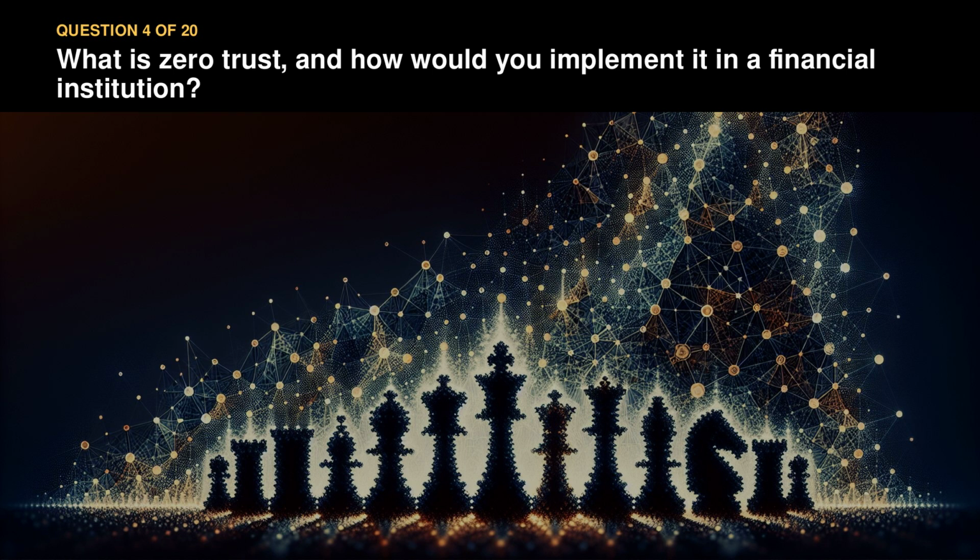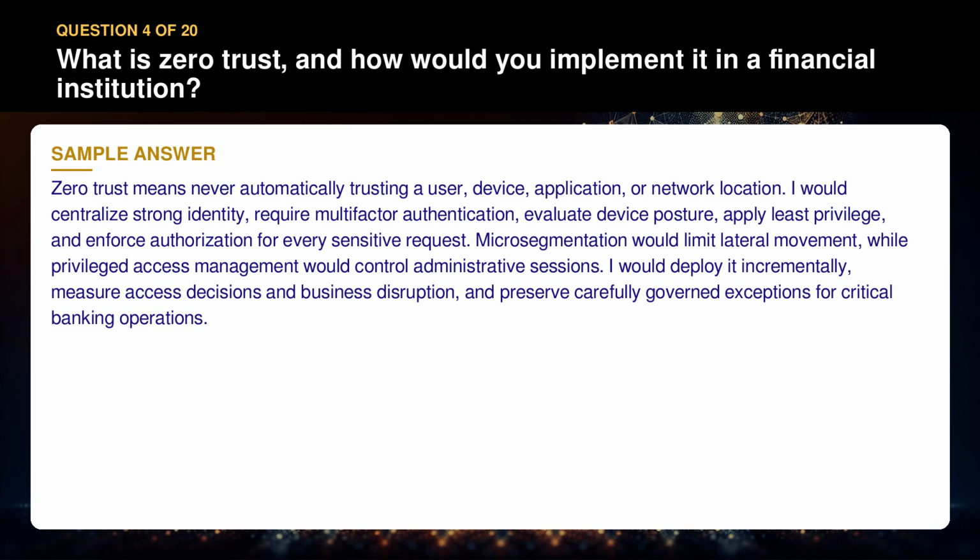Question 4. What is Zero Trust, and how would you implement it in a financial institution? Zero Trust means never automatically trusting a user, device, application, or network location. I would centralize strong identity, require multi-factor authentication, evaluate device posture, apply least privilege, and enforce authorization for every sensitive request. Microsegmentation would limit lateral movement, while privileged access management would control administrative sessions. I would deploy it incrementally, measure access decisions and business disruption, and preserve carefully governed exceptions for critical banking operations.